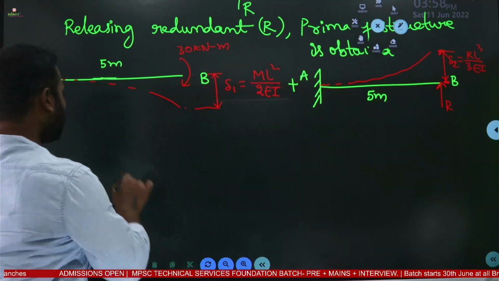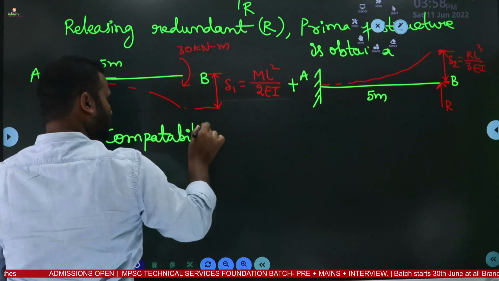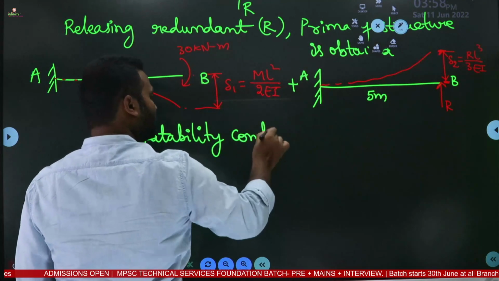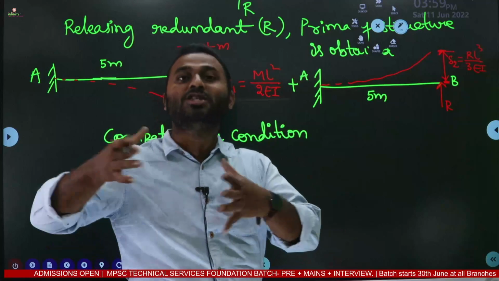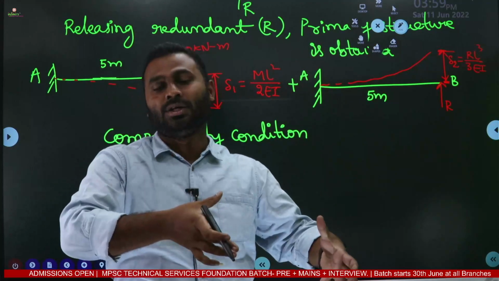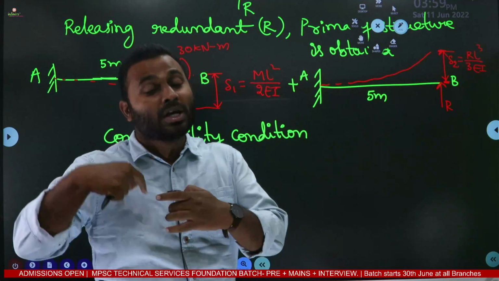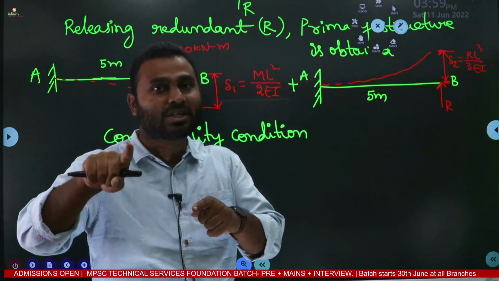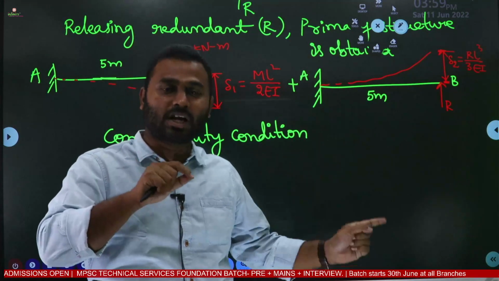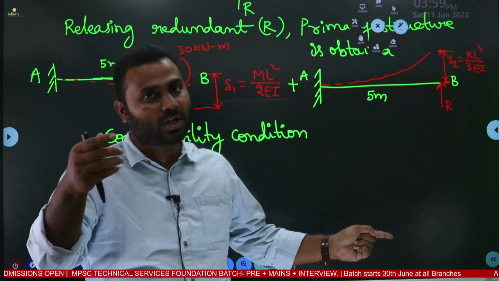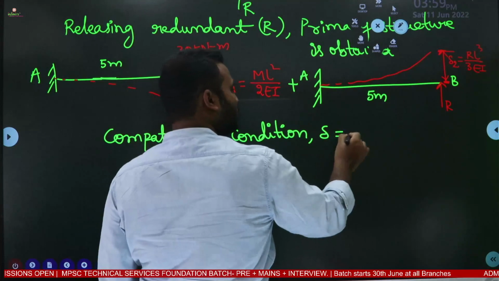What is the compatibility condition here? The compatibility condition is nothing but that the final deflection at support B is 0. Why? Because it is a hinged joint. In other words, it is a hinged support. At a hinged support, there is no translation in horizontal and vertical direction. Therefore, we get two reactions, and we are asked to find the vertical reaction here. As there is no linear displacement at the support B, the final deflection delta should equal 0.